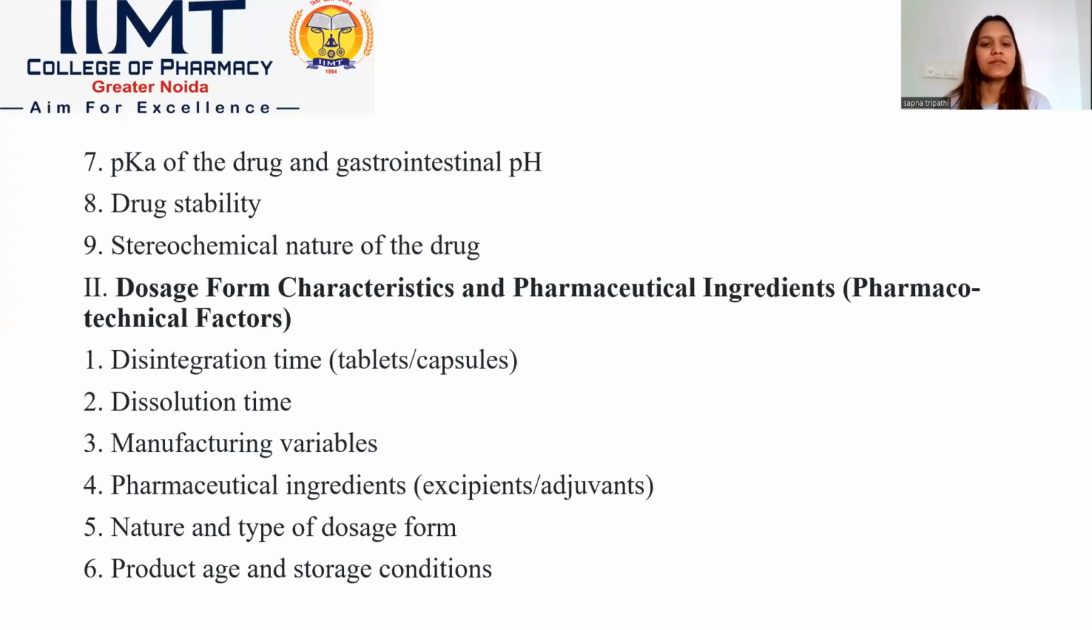These all factors affect the absorption of the drug, like disintegration time. And disintegration time should be less for better absorption. Same with dissolution. Less dissolution time is required for better absorption.